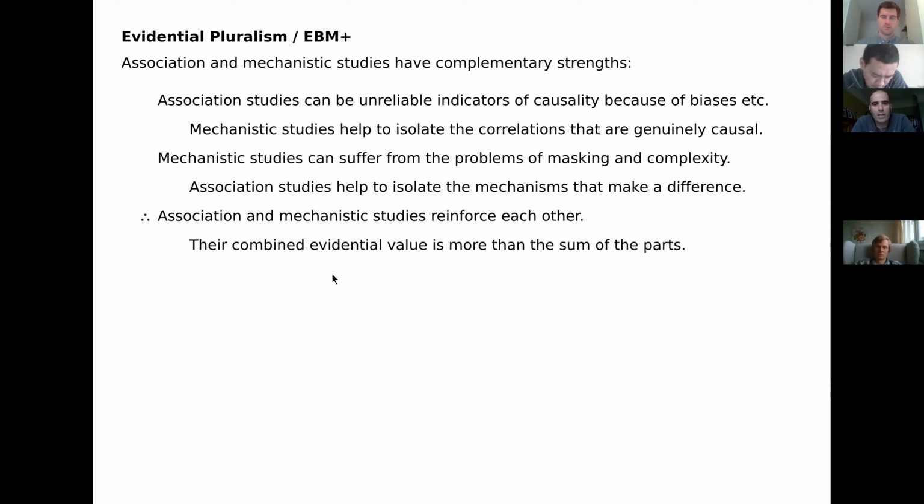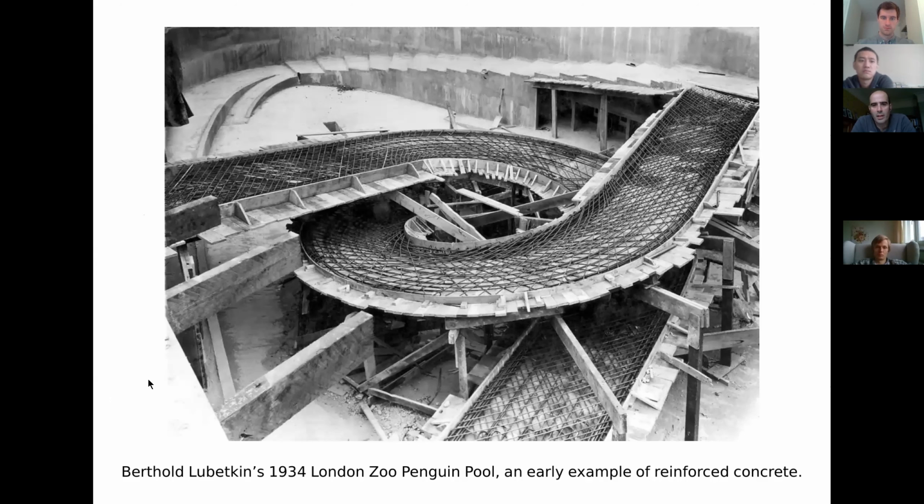So association and mechanistic studies reinforce one another. Their combined evidential value is more than the sum of the parts. Each on their own has various defects, and the other helps to eliminate those defects. So the analogy here, going back to the penguin ramps, is with reinforced concrete. Concrete on its own is very strong in dealing with forces due to pressure. Steel is very strong in dealing with forces due to torsion. Put them together and you have something that is more than the sum of the parts. Reinforced concrete is strong in a number of respects and is used very widely in construction. And the analogy here is between association studies and mechanistic studies that make up for each other's defects and have complementary strengths.